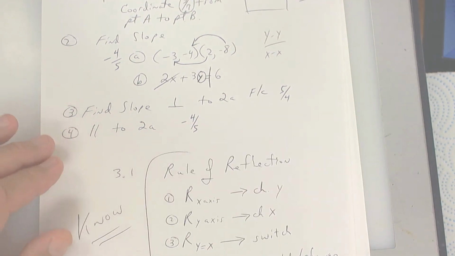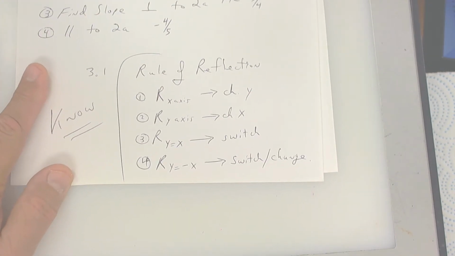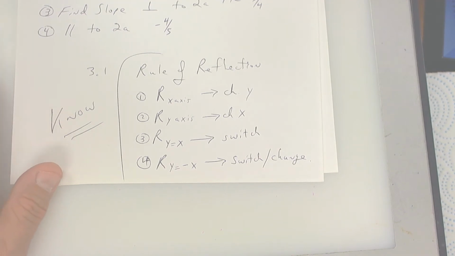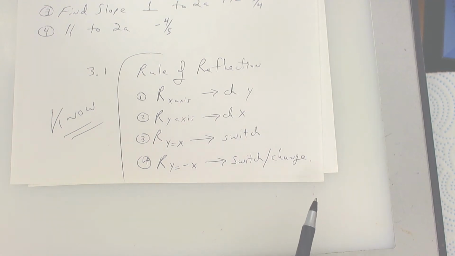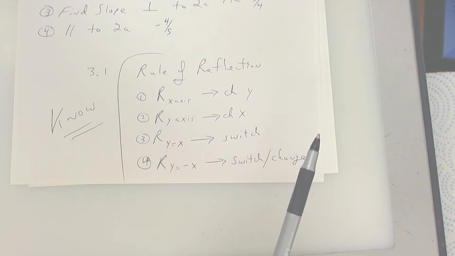All right? Now, we're going on to a new section, new chapter. Copy this down. These are the rules for reflection. If you reflect over the x, you change the y. If you reflect over the y, you change the x. This one, if you reflect over the line y equals x, you switch. This one, you switch and change. And let's talk about these.